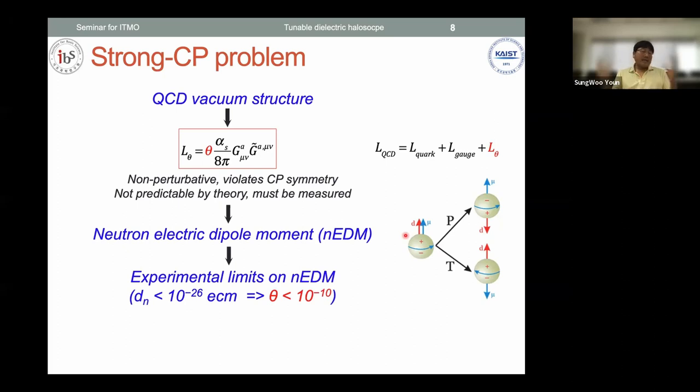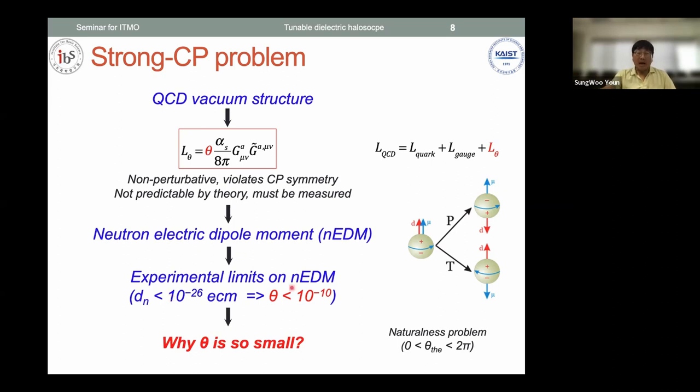Interestingly, there have been several experiments to measure this particular quantity, and they haven't seen any signal so far. They only set the upper limit, which corresponds to 10 to the minus 26 electron centimeter, which is equivalent to theta less than 10 to the minus 10, which is basically consistent with zero. So the question is why theta is so small.